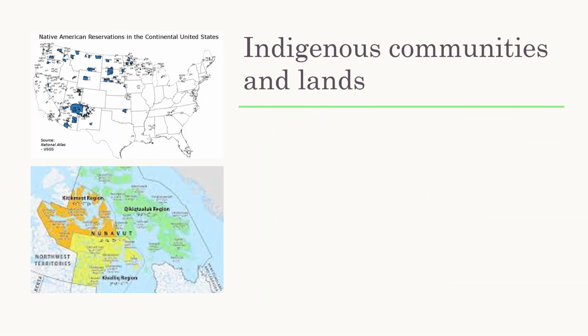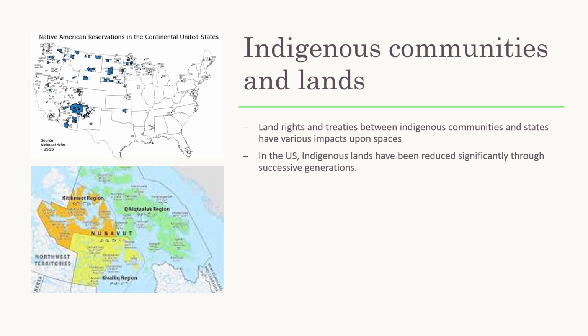Indigenous communities and lands, I'll cover Canada and the United States. But really what we're talking about with indigenous communities goes all the way back to land rights and treaties between indigenous communities and the states. And they typically will have various impacts upon how people are using space. In the United States, we think about indigenous lands that have been reduced significantly through successive generations. We see in the top picture there, these are the remnants of reservations that exist in the continental United States.